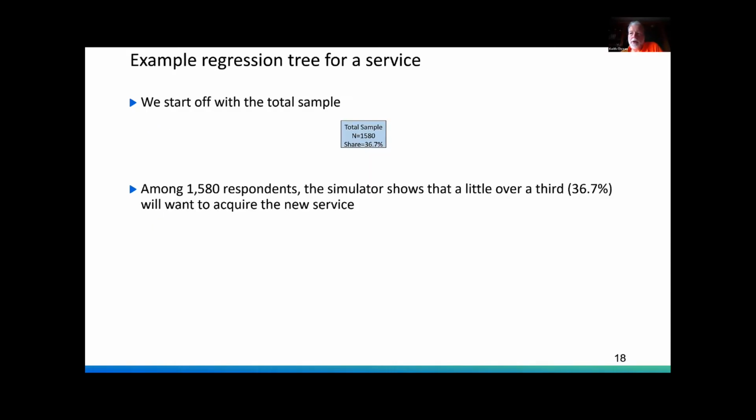And so here, the first of the 2 examples I'm going to show you is a regression tree for a service. Okay, so we start off with the total sample. I had 1,580 respondents in this study. And when we ran our base case simulation, the simulation that the client thought would represent the world as it was when they went to market, we found out that their product had a share preference of 36.7%. So a little over a third of the people wanted to acquire this new service that our client was going to be offering.